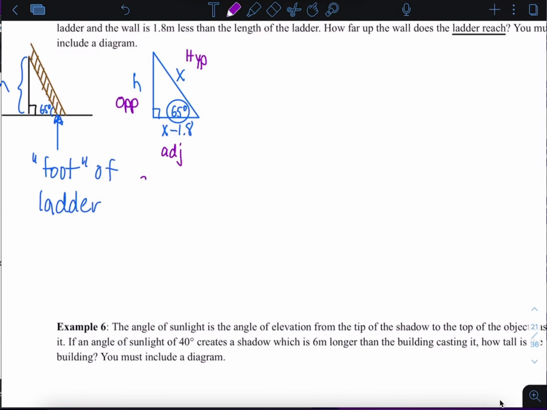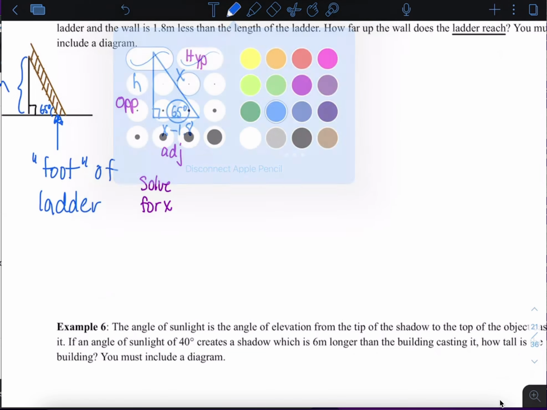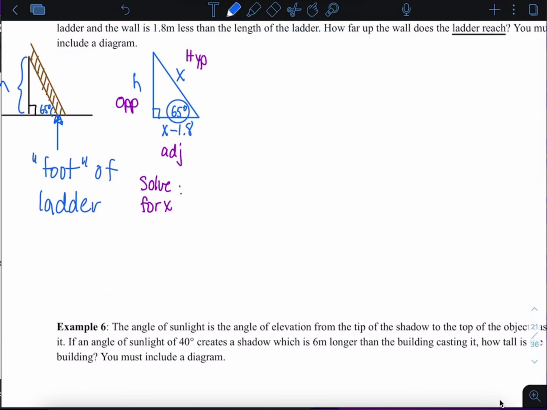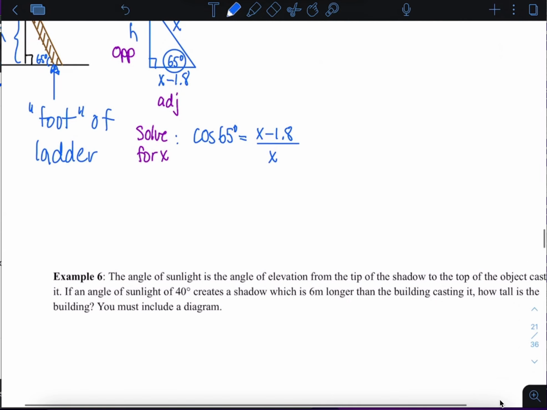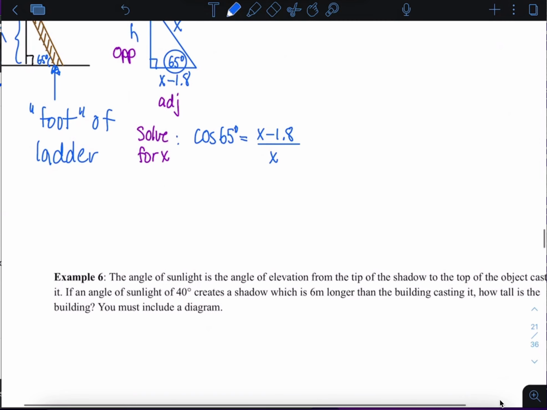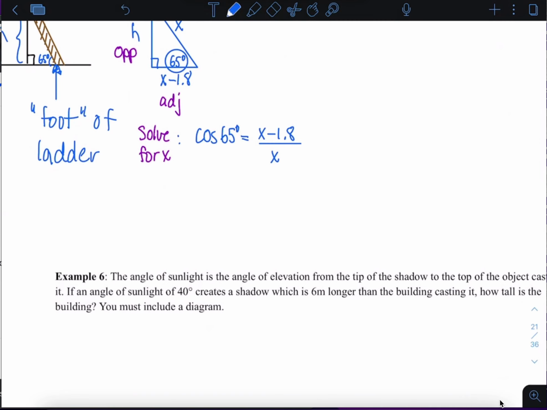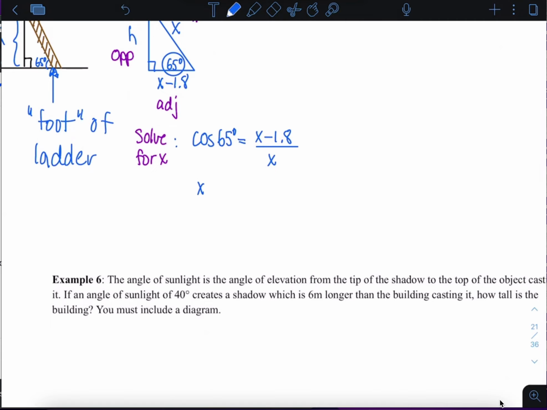So the first thing I'm going to do is solve for x, and the reason is that I can set up an equation using cos. If I take cos 65 degrees and write down adjacent over hypotenuse, I'm only involving x in my answer, right? So now I can cross multiply, and I'll end up getting x times cos 65 degrees. Okay, and this is a little tricky because what I want to do is isolate for x.